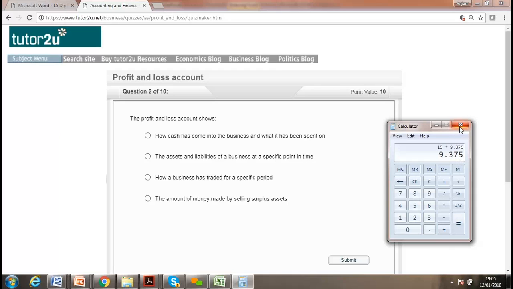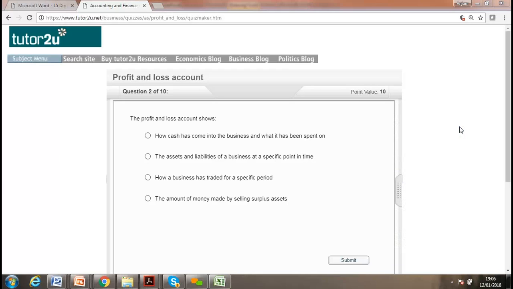Okay, let's do the next. Which option do you think the profit and loss account shows? What does profit and loss show, like we just saw?